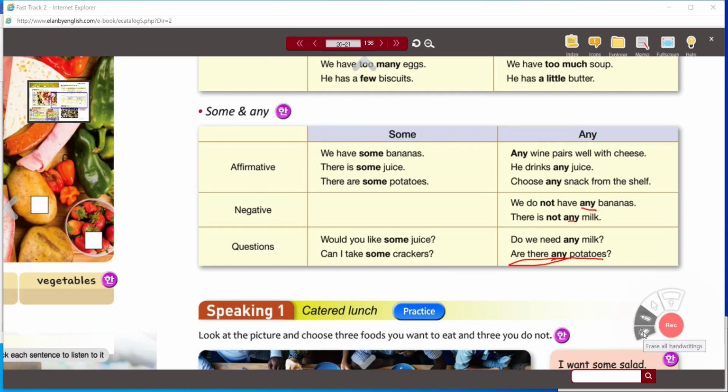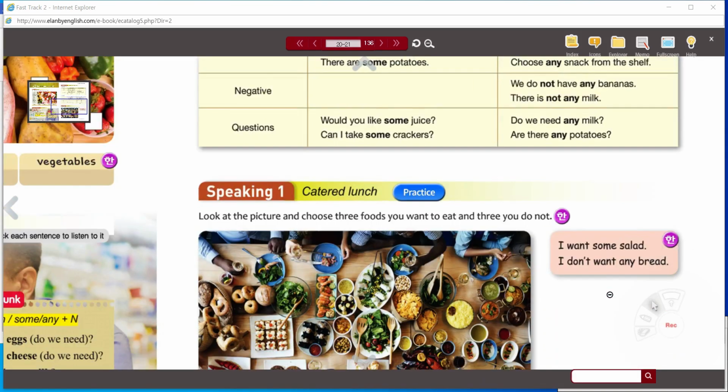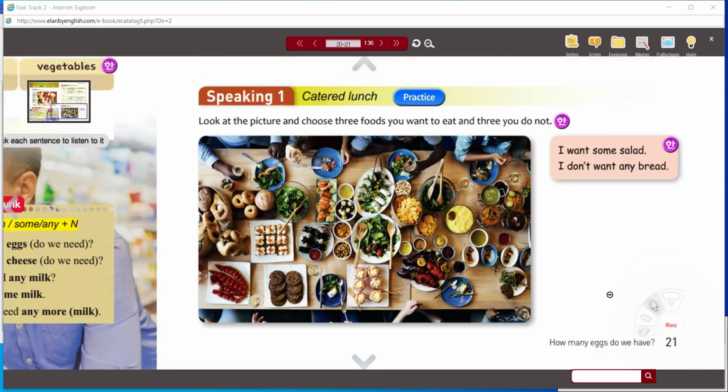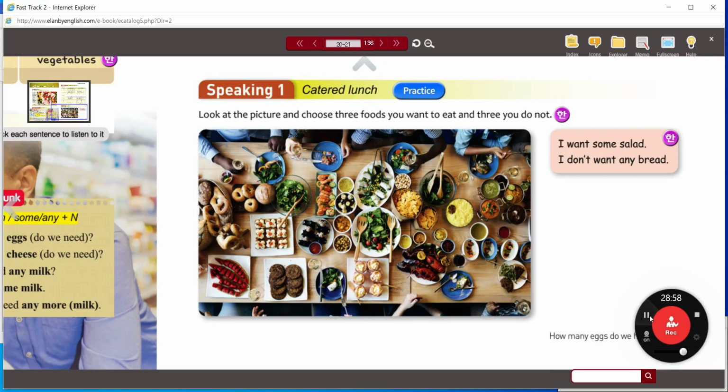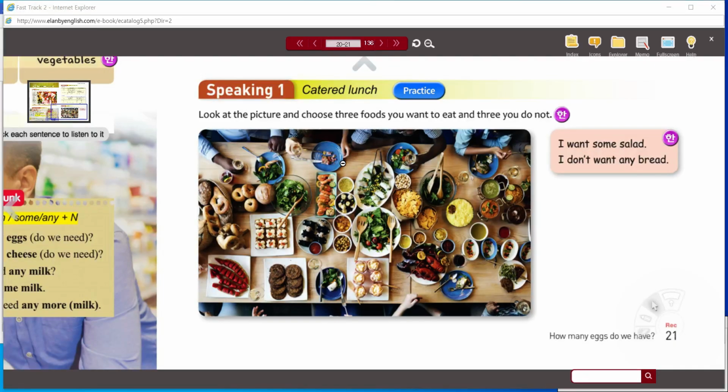Okay, so you can see that down below. Let's move down to the speaking activity. And we can do this one right away. Okay, this last activity, you can do it on your own. It's kind of fun. It says look at the picture and choose 3 foods you want to eat, 3 you do not. Okay. They give you 2 examples at the side. I want some salad. I don't want any bread.